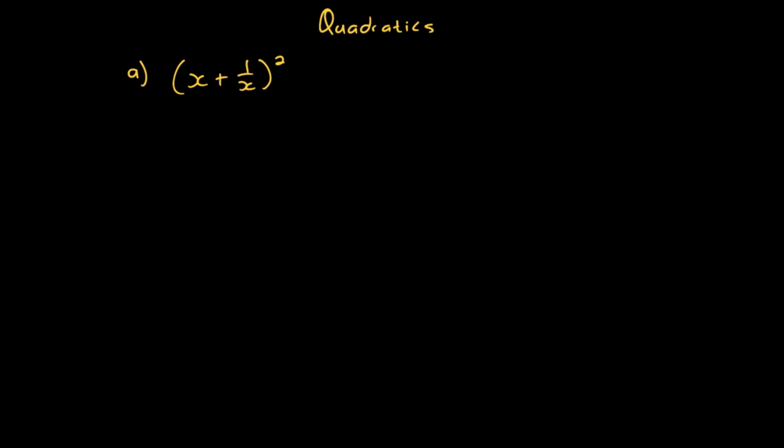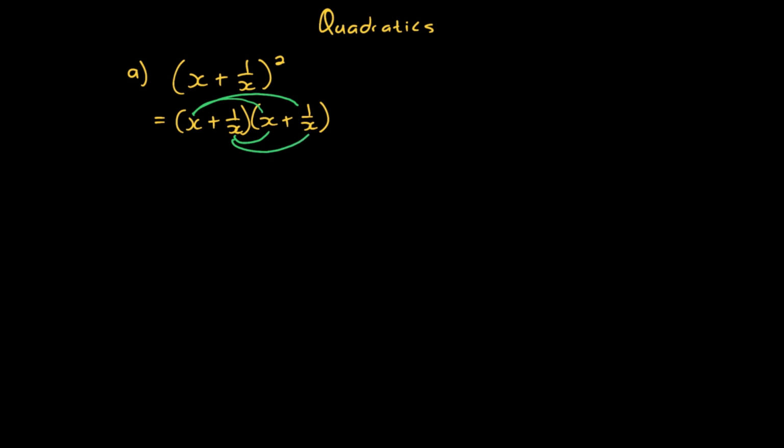So remember, when we have a squared, it actually means we represent the bracket twice. So it's going to be x plus 1 over x, and then again x plus 1 over x. We're then going to use the FOIL method to multiply out these two brackets as follows.